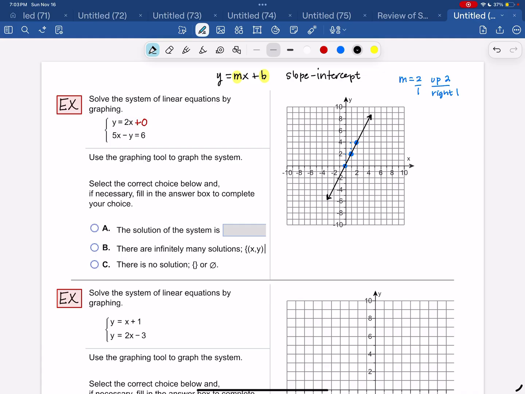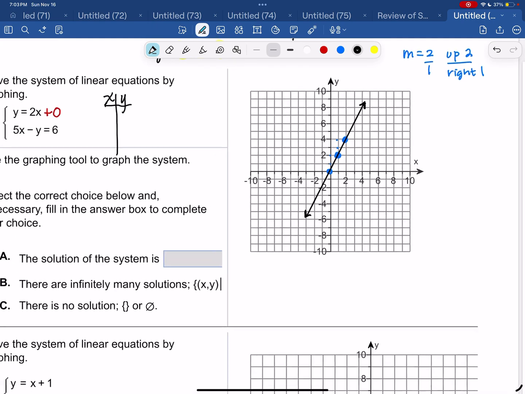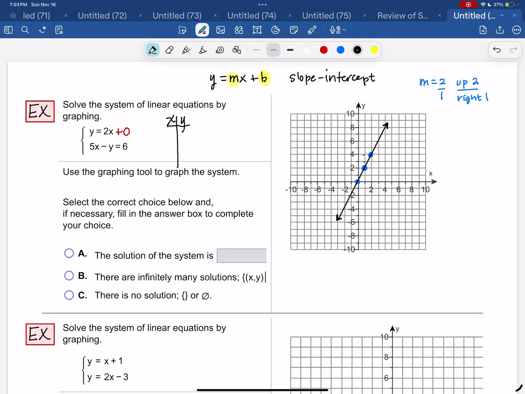My second line, 5x minus y equals 6. Now, this one is in standard form, but we're going to get a fraction for one of our points. So we're going to try to find another point other than the fraction, because it's impossible on a grid like this to draw a fraction. And in most cases, you're not able to do it in my math lab either. So I am going to let y be 0 and x be 0 to see what happens.